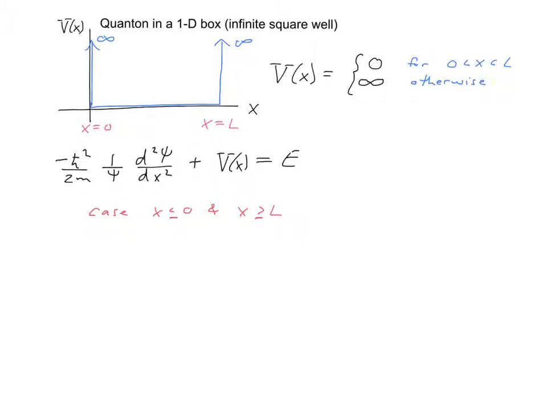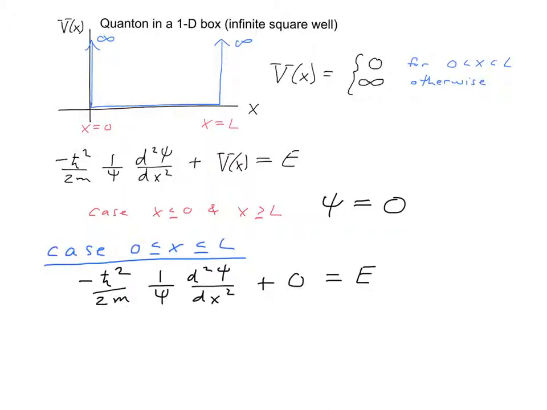Now that's not very rigorous. That's just an arm waving argument. A more rigorous argument will show that in fact the wave function is 0 here and here. In this context, when I say wave function, of course, remember we're talking about the spatial part of the wave function. So the spatial part of the wave function is 0 in this region.